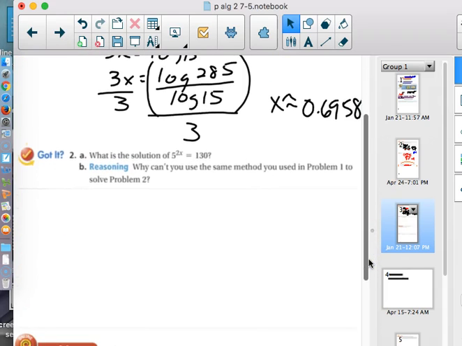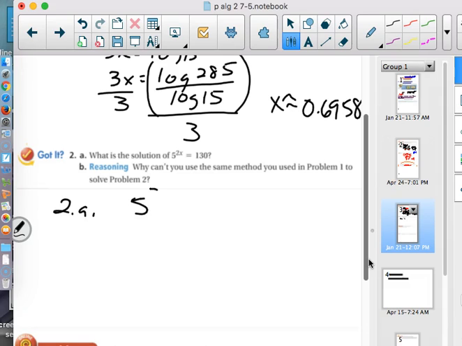So you and your partner should go ahead and solve 2a. What is the solution to 5 to the 2x equals 130?